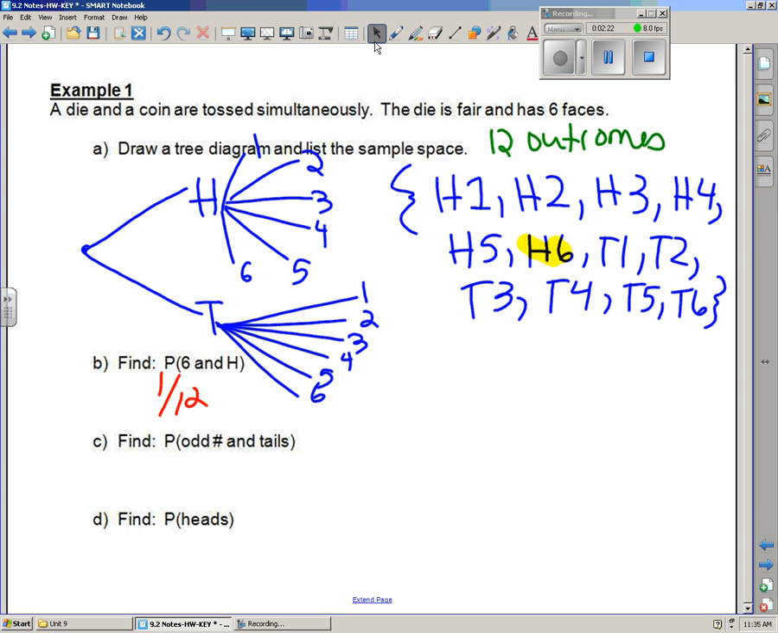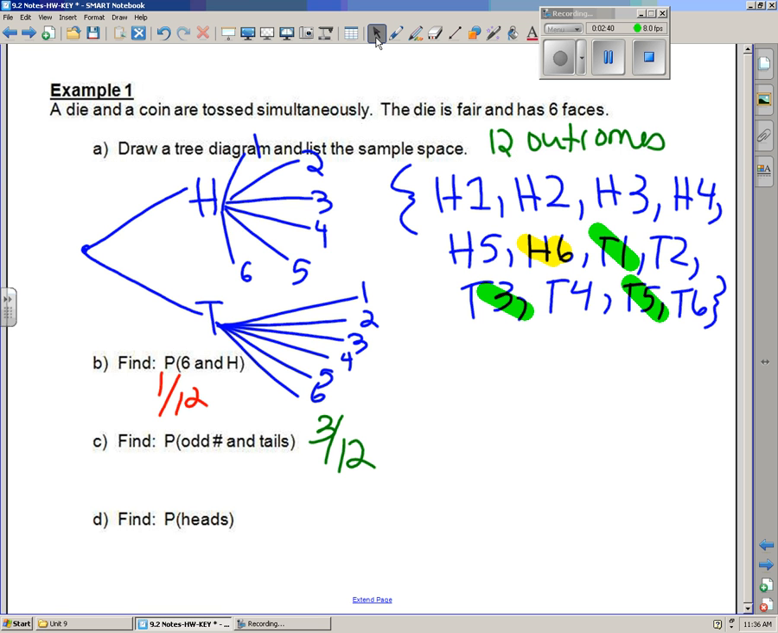What's the probability of getting an odd number and a tails? I'm going to go for a different color highlighter. Odd number, tails. So I can only look for tails. Tails odd, tails odd, tails odd. So there are 3 out of 12 ways to get a tails and an odd number.